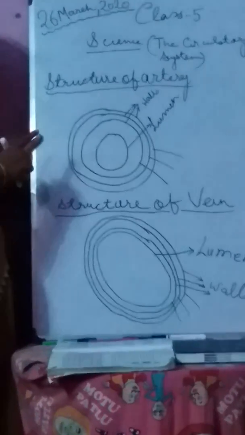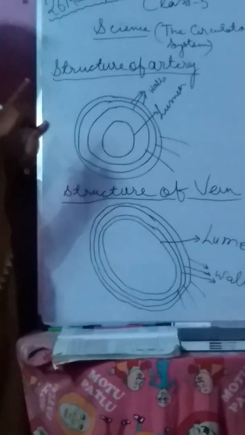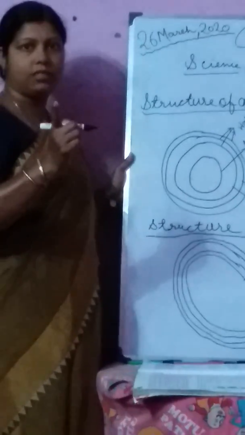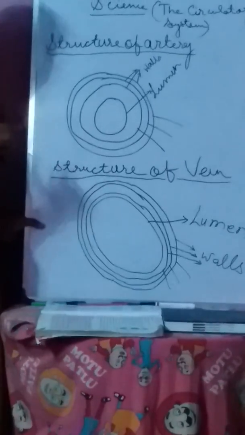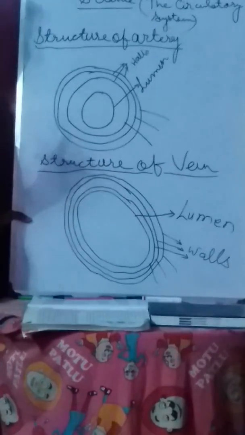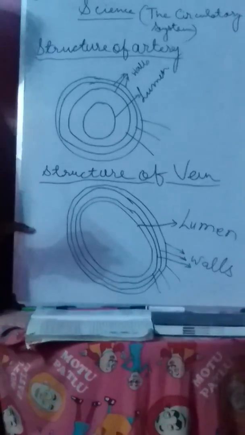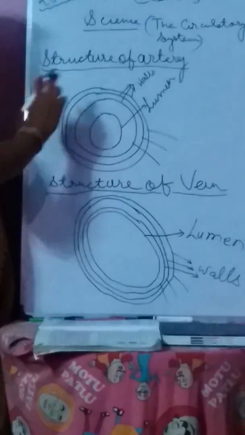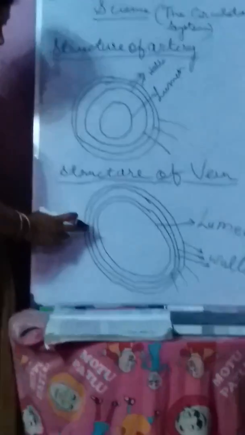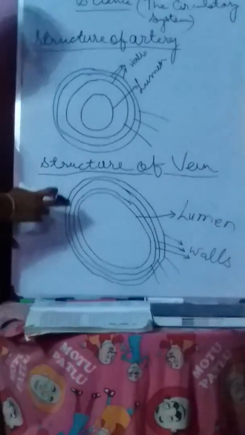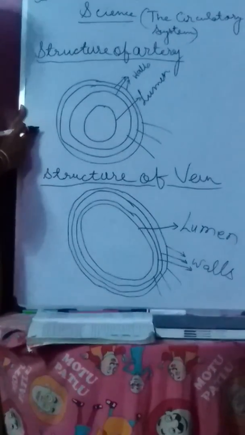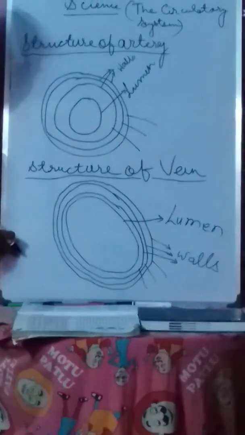Arteries carry pure blood from the heart to the rest of the body except the lung artery. Veins carry impure blood from the body to the heart except the lung vein. Arteries have thick walls with narrow lumen, whereas veins have thin walls with broad lumen. Valves are absent in arteries. Valves are present in veins.